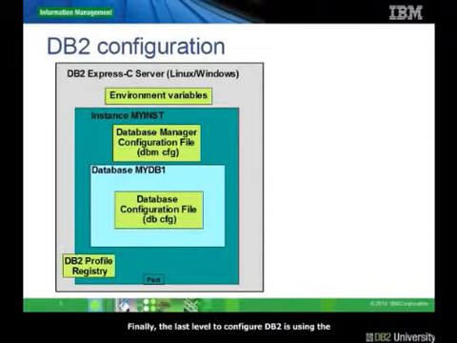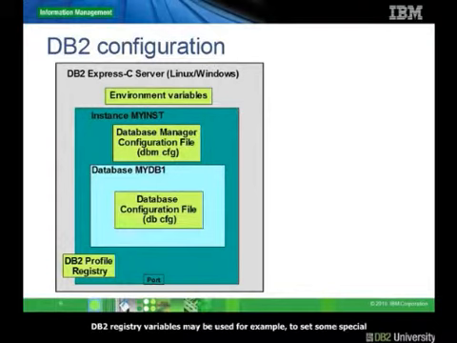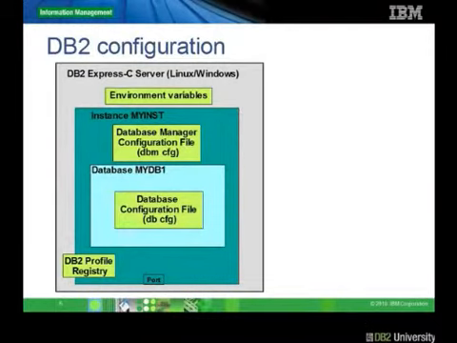Finally, the last level to configure DB2 is using the DB2 profile registry. The DB2 registry has no relationship whatsoever with the Windows registry. DB2 registry variables may be used, for example, to set some special behavior for DB2 for a given operating system to take advantage of an operating system feature.